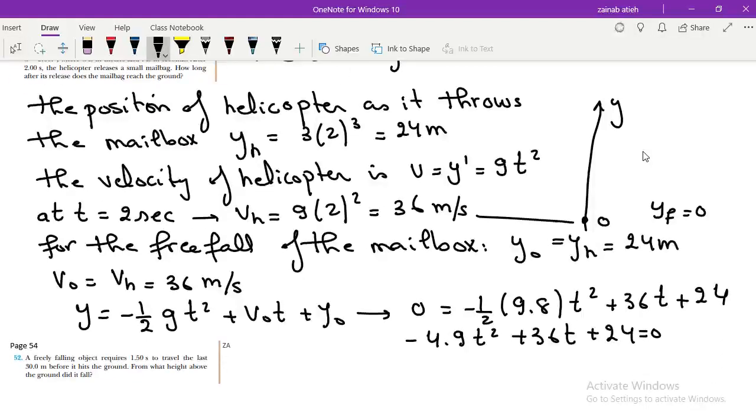You will get two solutions for t. t1 is equal to minus 0.615. It is negative, rejected. This one is rejected. And we will get t2 equals 7.96 seconds. This one is accepted. This is the time needed for the mailbox to reach the ground.